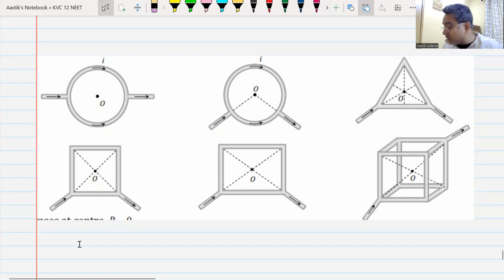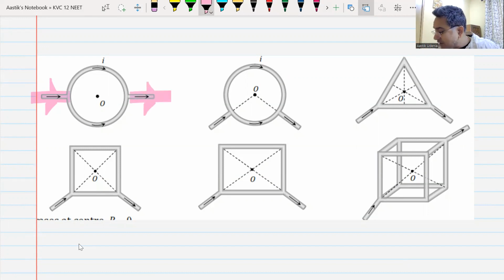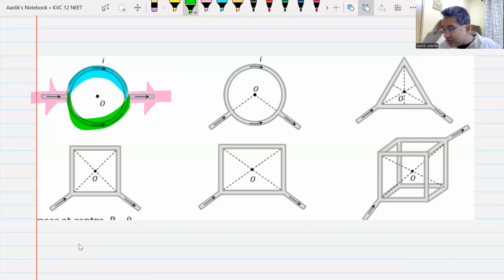In all these cases, what you see is current coming from one side. It's getting divided. In some places it is getting divided in a circle, in some place in a square or a rectangle or a triangle or a cuboid or a cube. In all these cases, what is going to happen, bacha? The blue wire and the green wire have current in opposite direction. So they are going to cancel each other's field out.